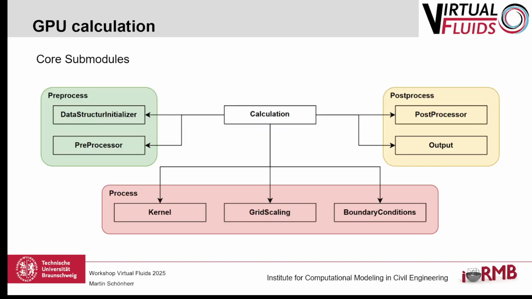Okay. How the calculation in the GPU code is done. Basically, you start a calculation. We look into the setup before or later, and then in the end you start the calculation. And what does this calculation internally do? It calls some submodules, for example, the data structure initializer that initializes our data structure.